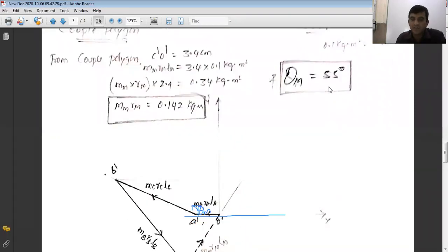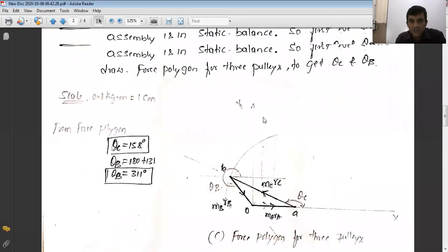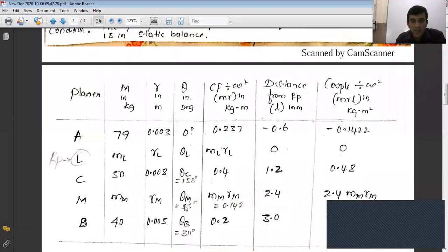I got 55 degrees. 54 is actual, right? Yes, I got 55 degrees. That is also acceptable. 54, 55, 56 degrees are also acceptable. Now transfer this theta m to the tabular column. Theta m is how much? 55 degrees. Right?